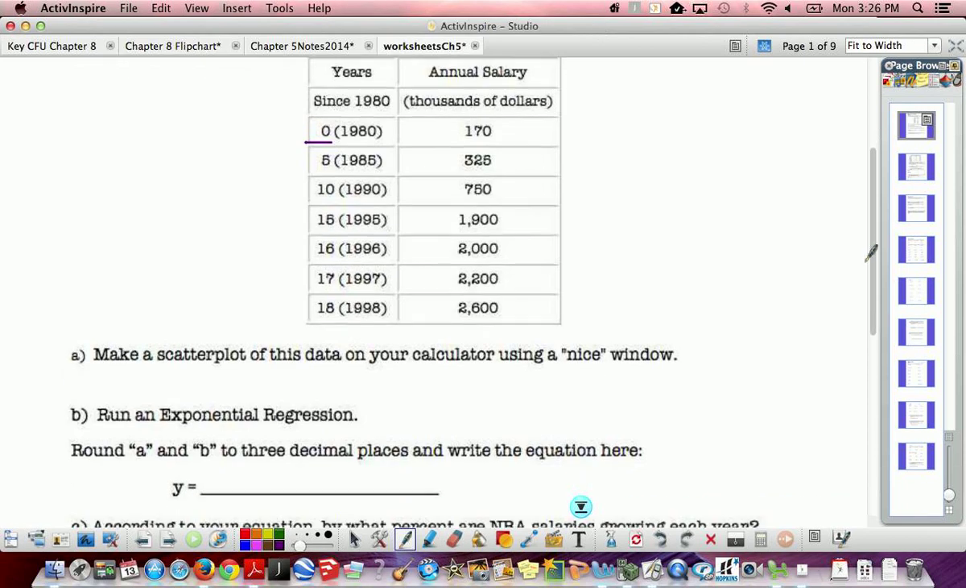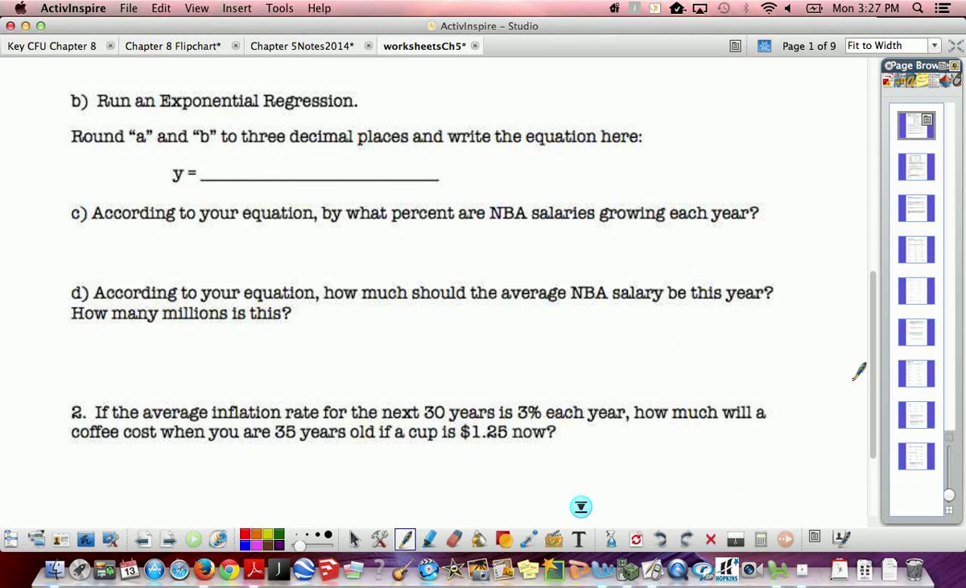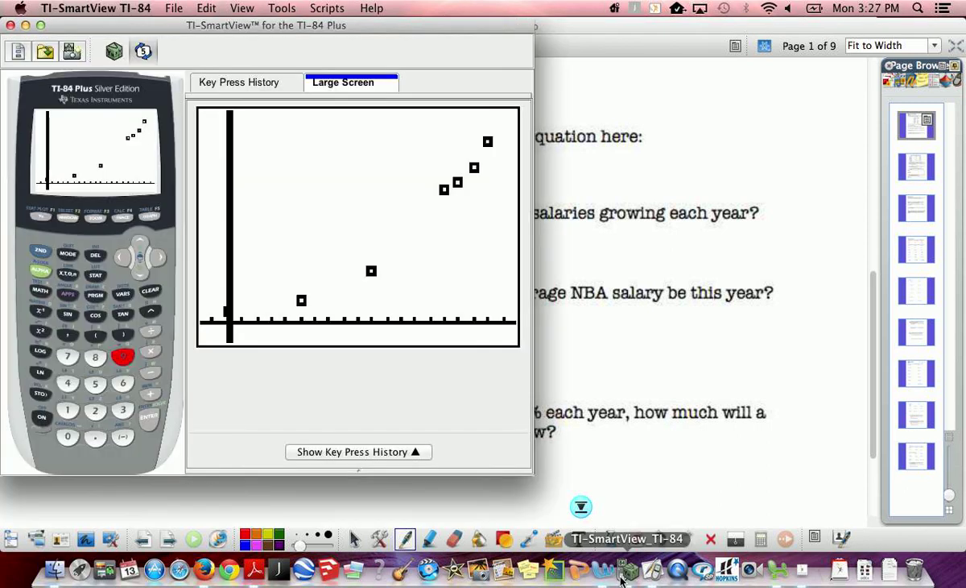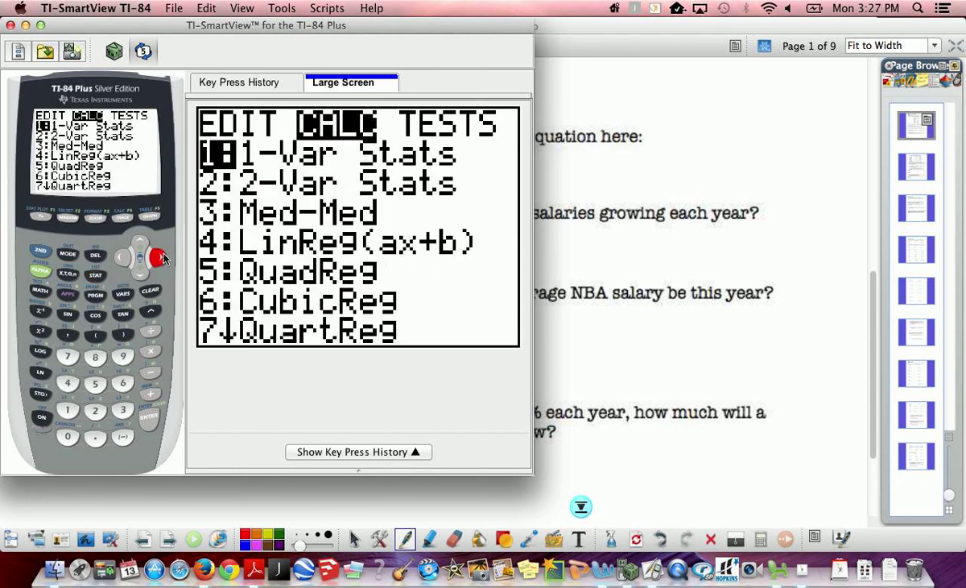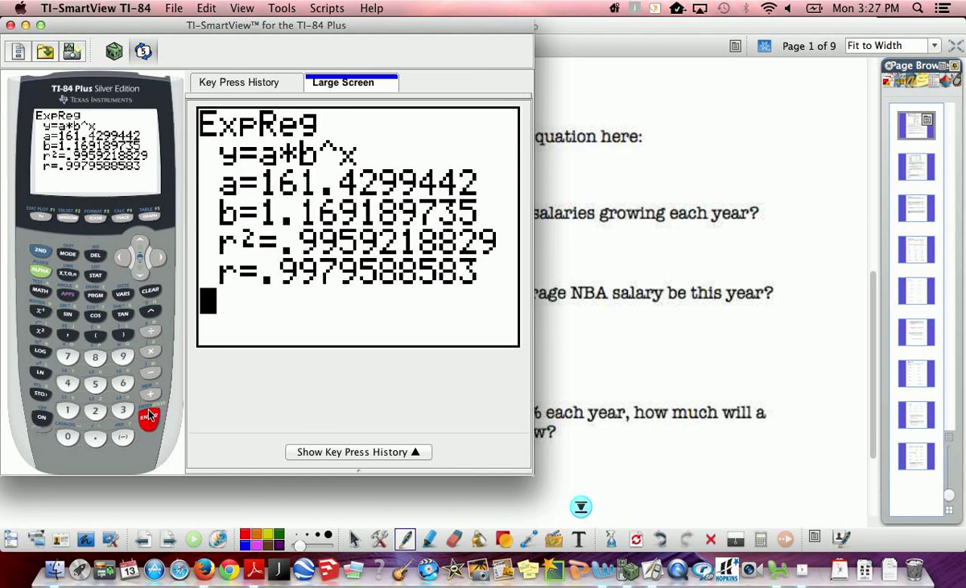So to start us off then, part B says run an exponential regression. It says round a and b to 3 decimal places. So we're going to do that and write the equation right there. So if I pop up my calculator here, to get the exponential regression, go to stat, under calculate, and if you go all the way to 0 or look for ExpReg, exponential regression, go ahead and hit enter so long as you have them in list 1 and 2. If you don't, then type in the 2 lists after it. So I can go ahead and hit enter, and lo and behold, there are my values.